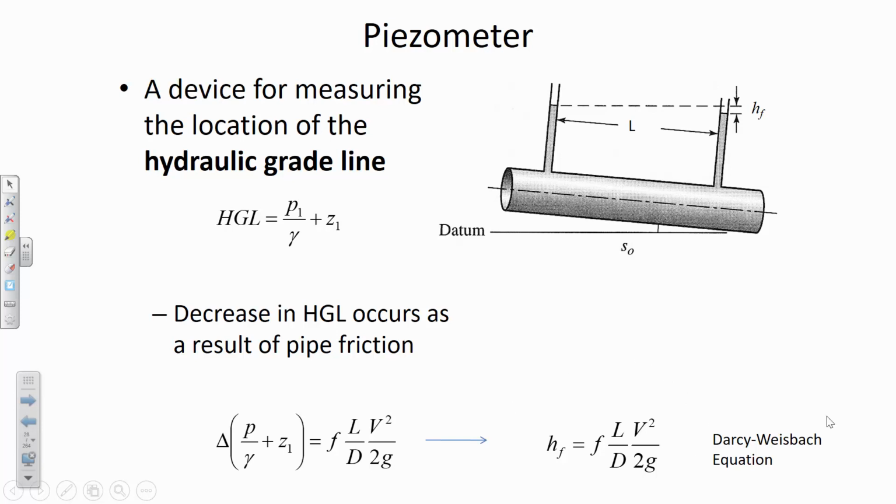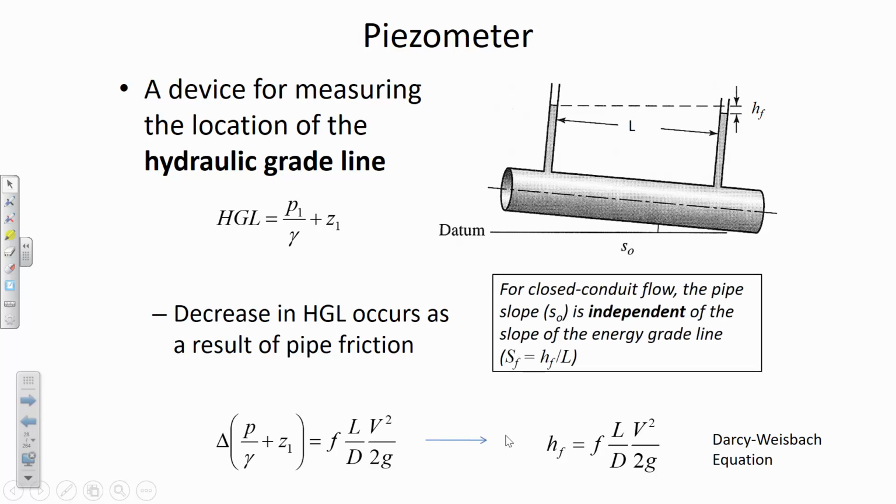But before we get to use this beautiful equation, let's revisit some of the ones that are a little bit less accurate. Remember that if we have an enclosed pipe, with water flowing under pressure, then the slope of the pipe can be different from the slope of the energy grade line. S naught is the term for pipe slope, the physical slope of the pipe, and S sub f is the term for the slope of the energy grade line.